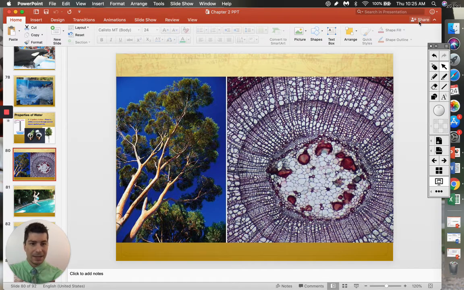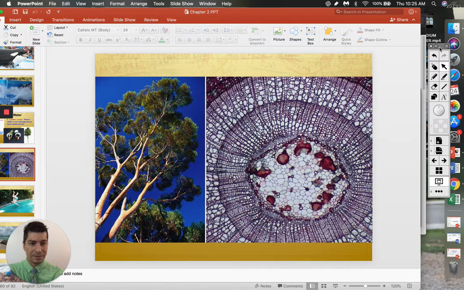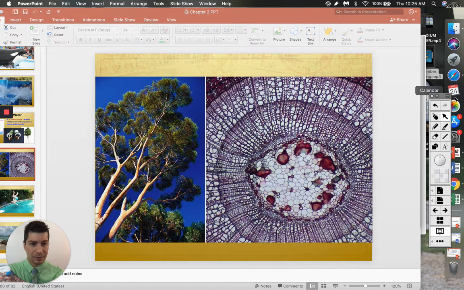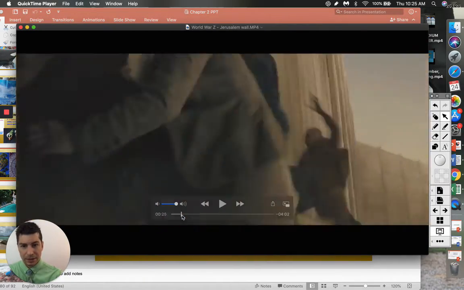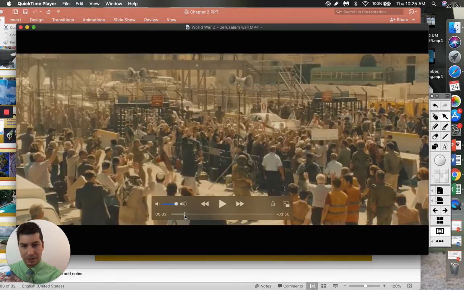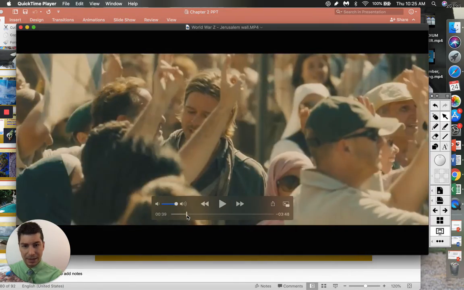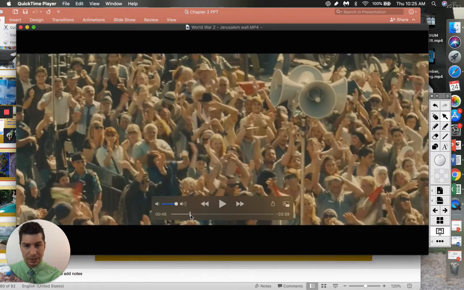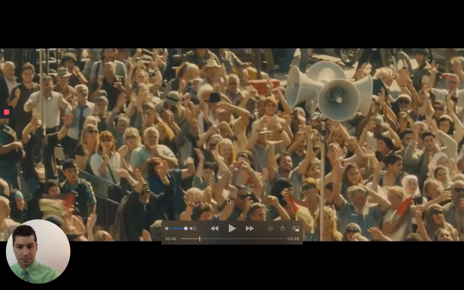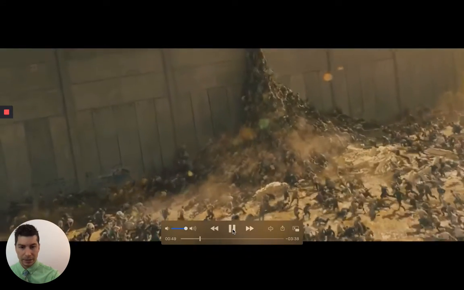Let me show you a good example I found, guys, and I think it's a really good example. This is from a movie called World War Z. It's a movie about zombies, and they're all inside. Here's what I want to show you guys right here. They're inside, they're making noise, they attract these zombies. I just want to show you one little scene here.